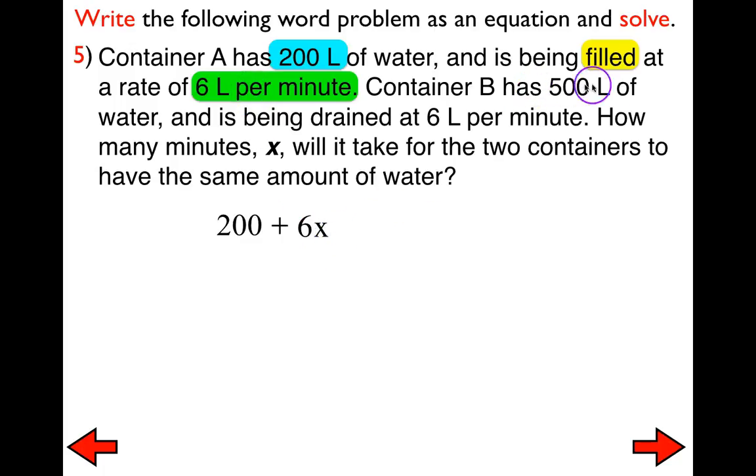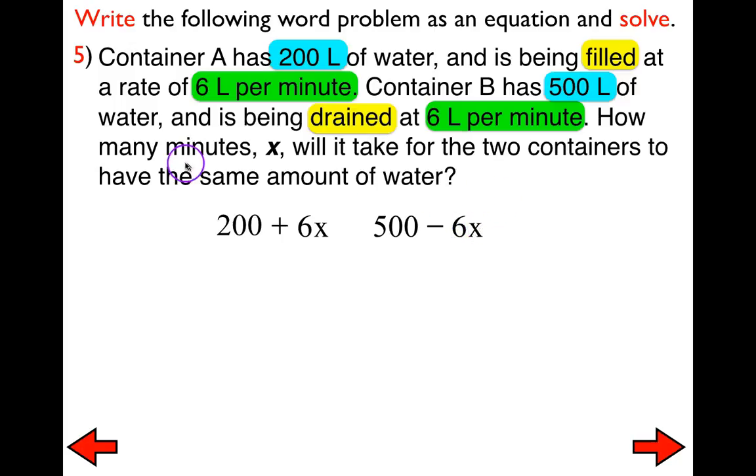And then container B has 500 liters, so that's how much it starts with. I'm going to write that there. It's being drained. Since it's being drained, we are losing water, so water is being subtracted. So I'm going to go ahead and subtract. And 6 liters per minute, that is my rate. So every single minute, 6 liters is being drained. So I'm going to go ahead and put that as 6x.